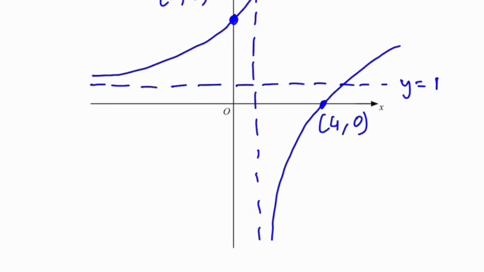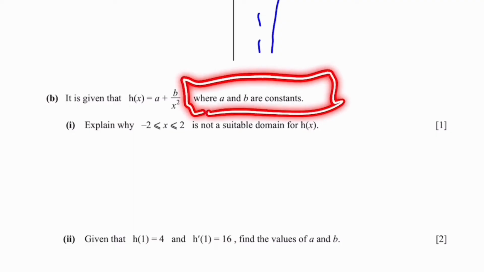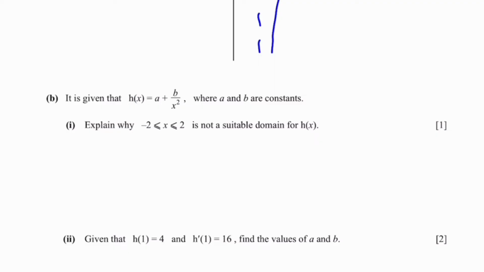That's our answer. B. It is given that h of x equals a plus b by x squared, where a and b are constants. This is very important, keep this in mind. 1. Explain why negative 2 less than or equal to x less than or equal to 2 is not a suitable domain for h of x. Well, where are the x terms in this function? It's b by x squared, this term over here. So it is b, which is a constant, times 1 by x squared.